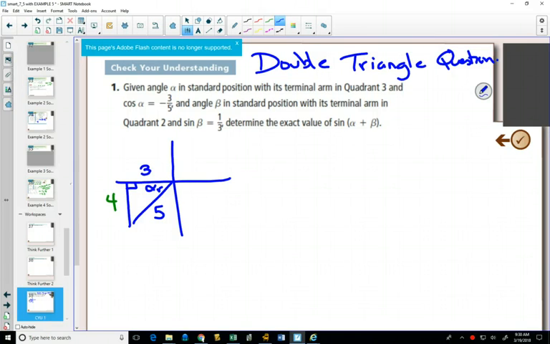For beta, it tells us it's in quadrant 2. So for beta, I can draw a triangle in quadrant 2, label my reference angle, and since I know that sine of beta is 1/3, I can label opposite over hypotenuse. A squared plus b squared equals c squared. I can calculate the other side to be the square root of 8.